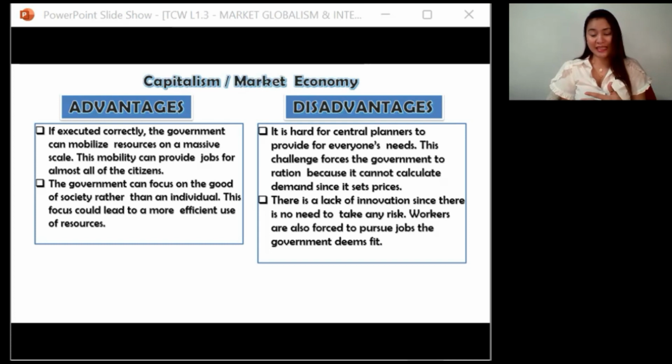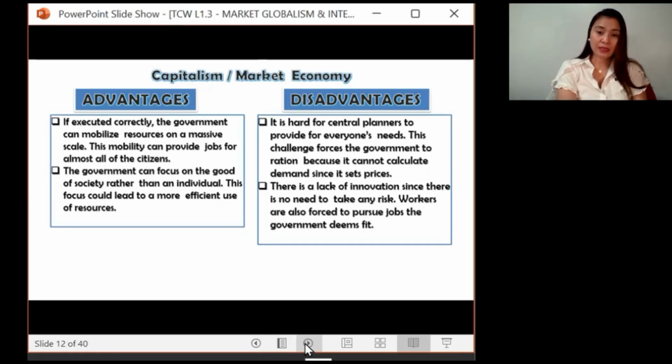However, there are also disadvantages. First, it is hard for central planners to provide for everyone's needs. This challenge forces the government to ration because it cannot calculate demand since it sets the price. And also there is a lack of innovation since there is no need to take any risk; the government is very complacent. The workers are forced to pursue jobs the government deems fit, so there is less freedom for the workers because the government is controlling them.